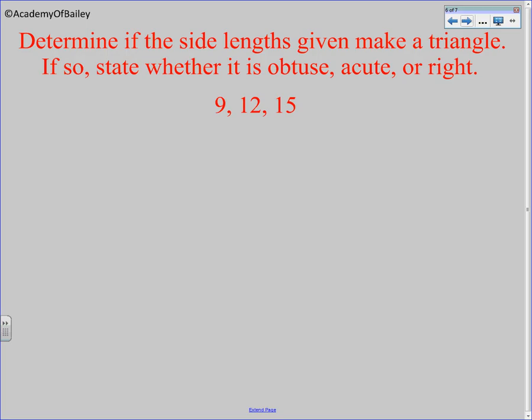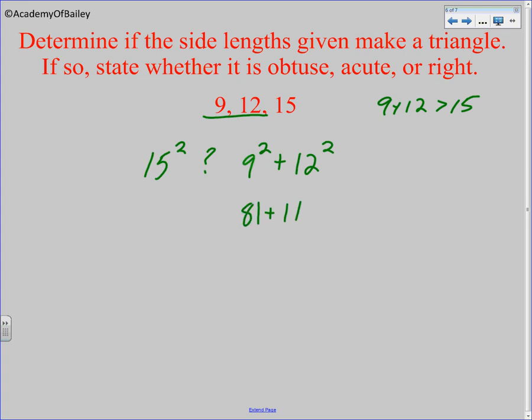You might be asking, can we have a right or an acute, since we haven't had any of those for examples? 9 plus 12, is that greater than 15? Yes, it is. So we know that it will make a triangle. Now what type of triangle? 15 squared, we're going to compare it to 9 squared plus 12 squared. 9 squared is 81. 12 squared is 144. 81 plus 144 is 225.